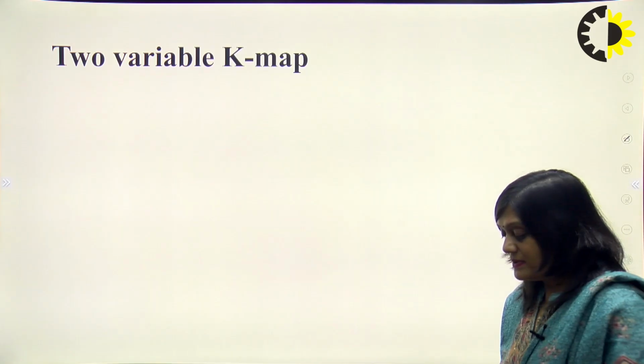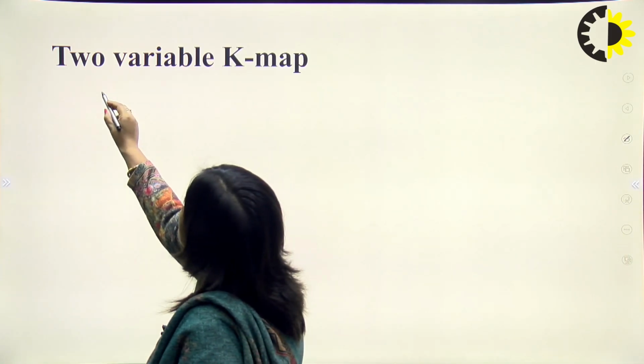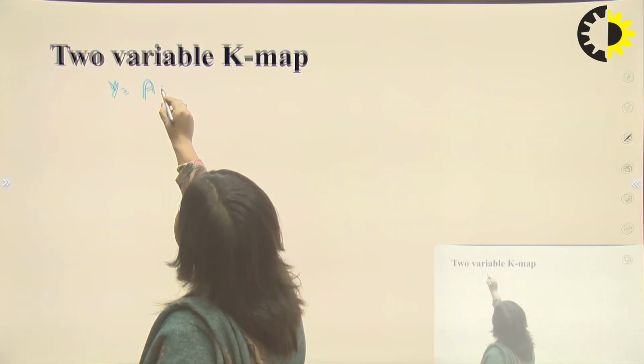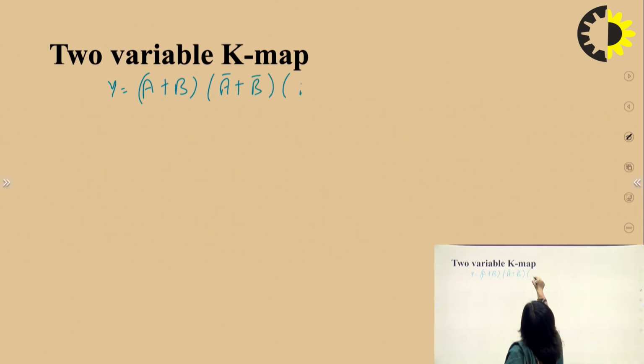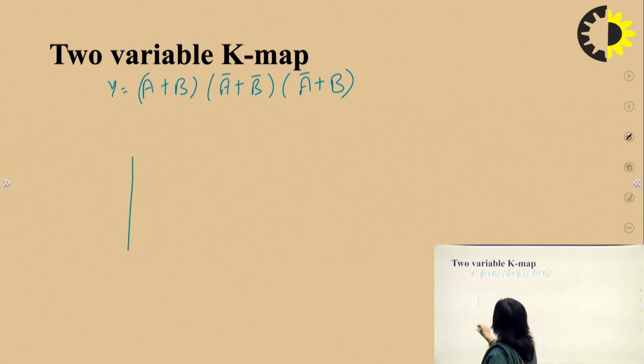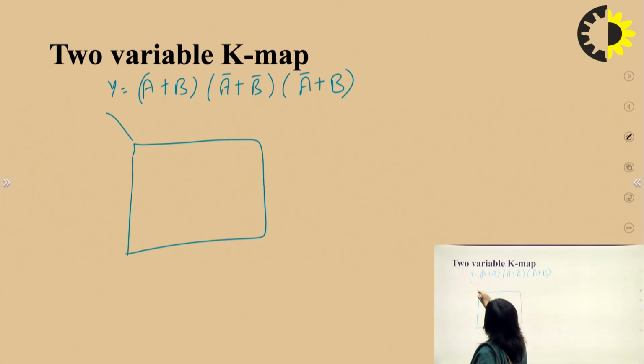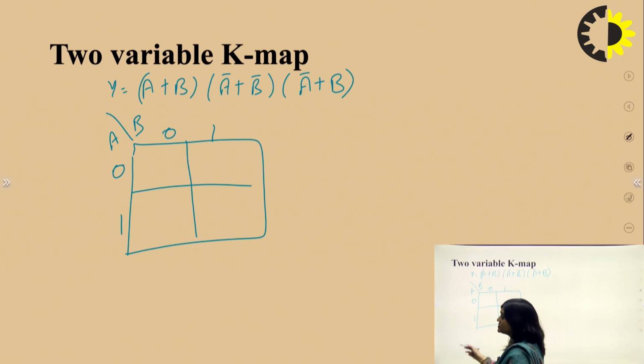Now the two variable K-map, like I showed in the last slide. Suppose we have an expression like this: A plus B, and A bar plus B bar, and A bar plus B. How will we solve this question? We will make a two variable K-map like this, with A and B. Now this is 0, 1, 0, 1. In case of POS, this 0 represents A and this 1 represents A bar. Similarly here this is B and this is B bar. So this is 0 0, this is 0 1, this is 1 0 and this is 1 1.